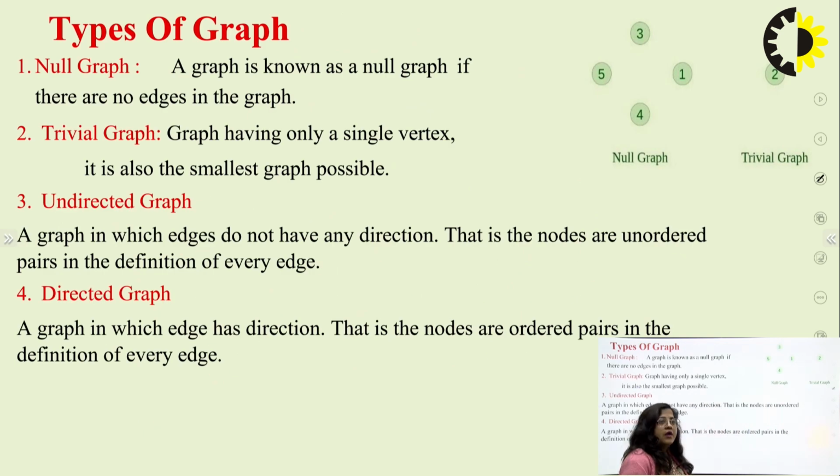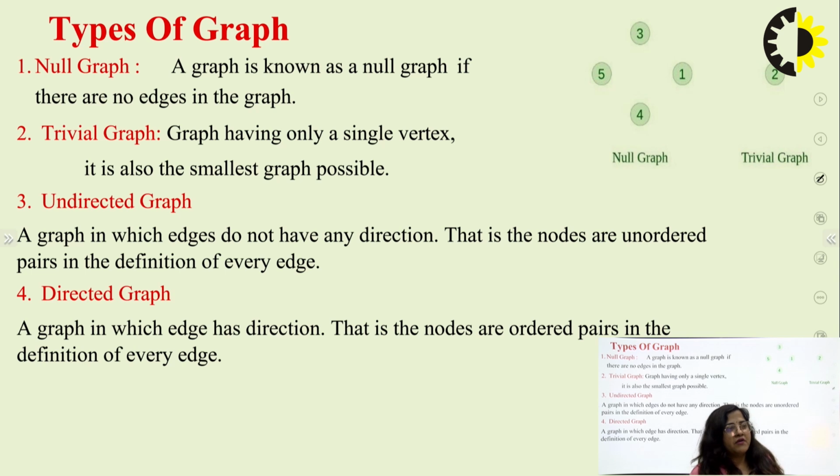Next are the null graph, trivial graph, undirected graph, and directed graph. Directed and undirected we have already discussed. A null graph means all the vertices are not connected to each other. According to this, there are 4 vertices and no edges in this graph. A graph with no edges is called a null graph. There is no way to move from any node to another node, so this is a null graph.